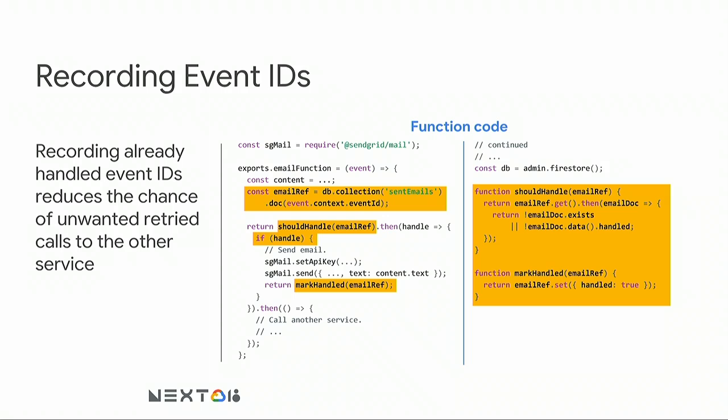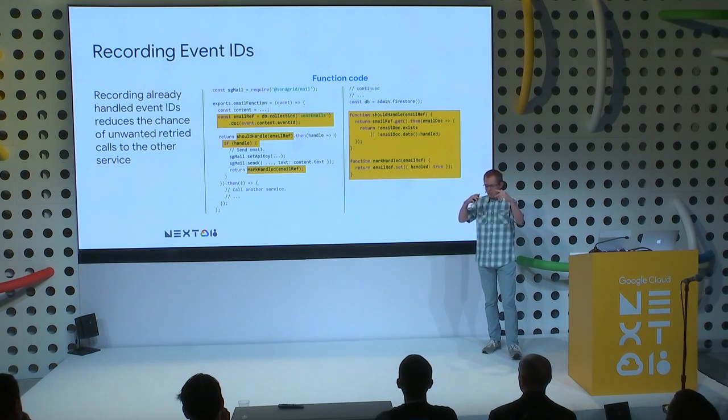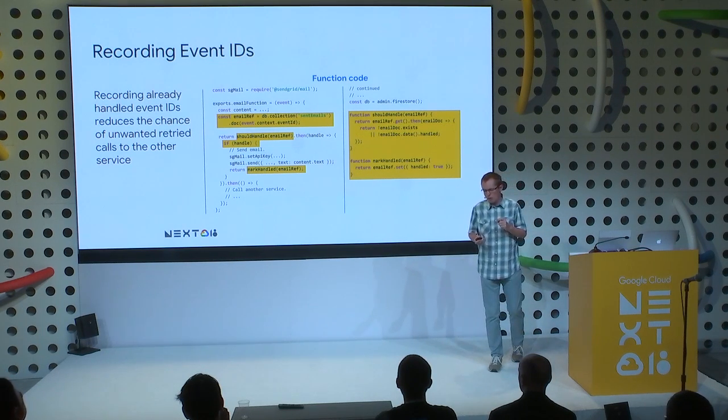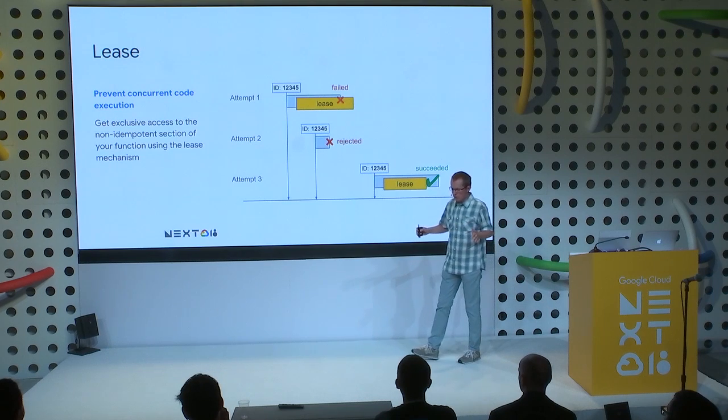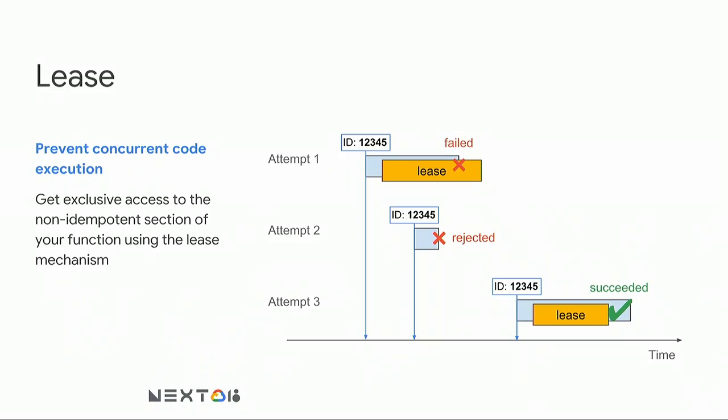However, there is still a small chance that if the function attempts are executed concurrently, a duplicate email may still be sent. To practically resolve this issue, we can use the lease mechanism.